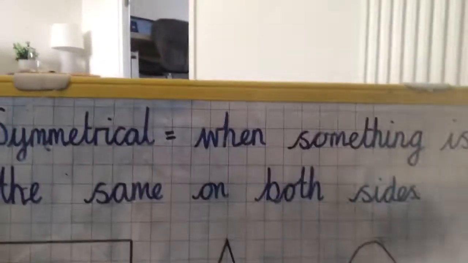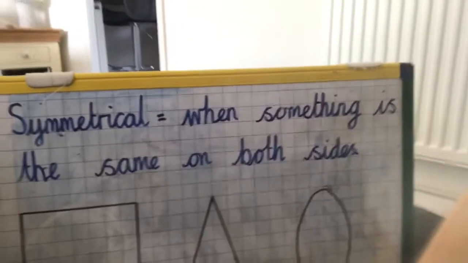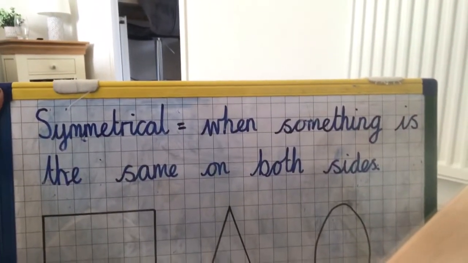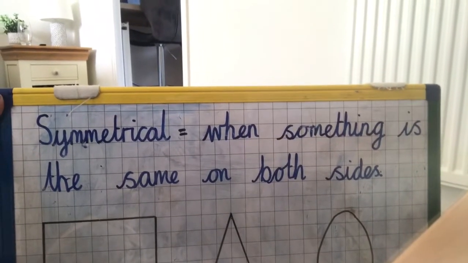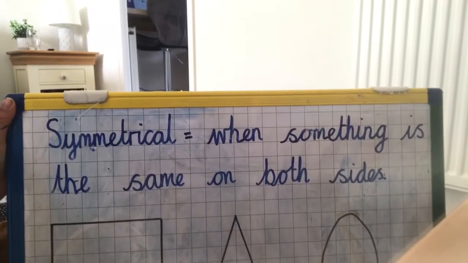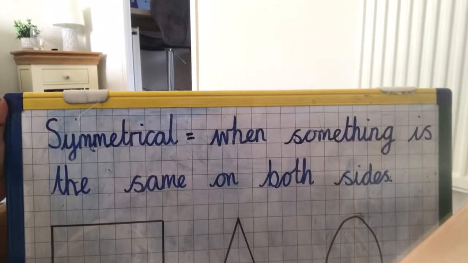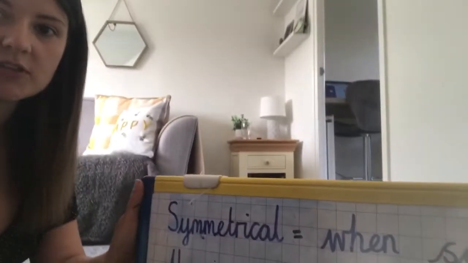So when something is symmetrical, it is the same on both sides. They've got to be equal and identical and look exactly the same. Okay, so I have got some shapes to go through and we're going to decide whether or not they are symmetrical and where that line of symmetry is.